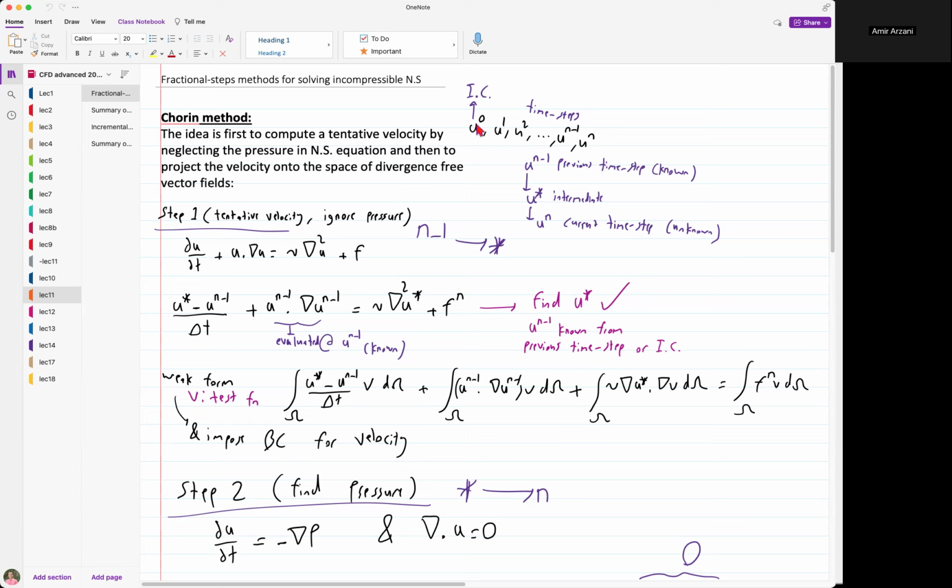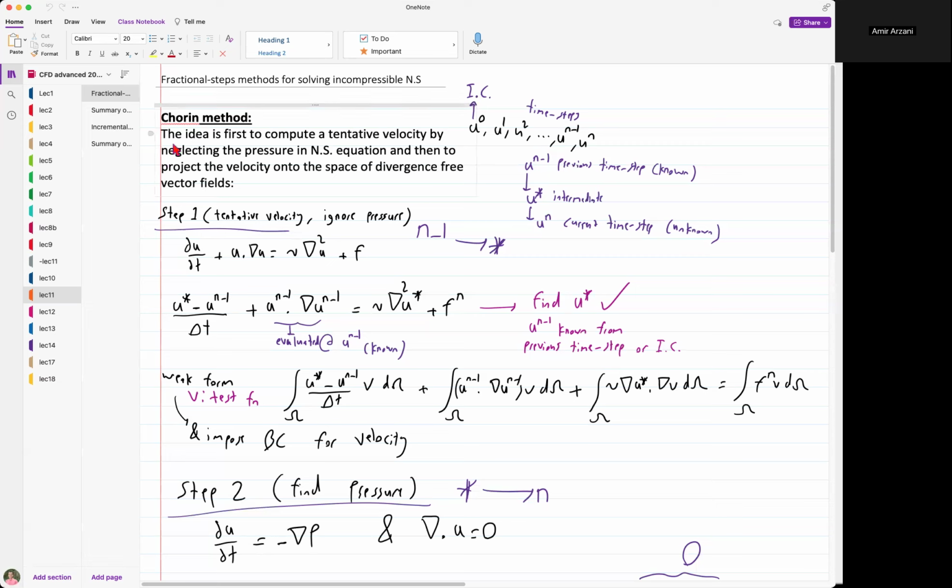So in our notation, the superscript denotes the time step. U naught is the initial condition, U^(n-1) is the previous time step, which is known. And then in all these methods, we have an intermediate step, which we're going to show with U star. And then U^n is the current time step, which is the unknown that we want to solve.